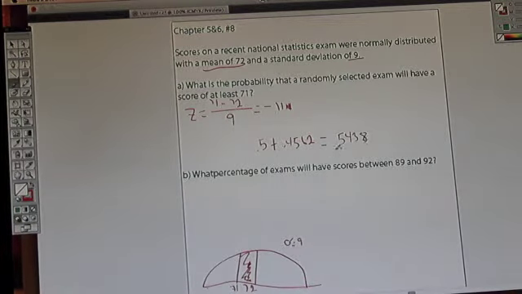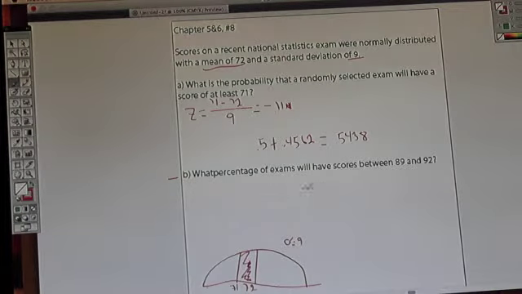That's your probability that the exam will have a score of at least 71. Now to move on to the next problem, you're looking at the percentage of the exam scores that will be between 89 and 92. Looking back at our normal curve here, 89 would be about here, and 92 would be about here. And you're looking for the area in between those two.